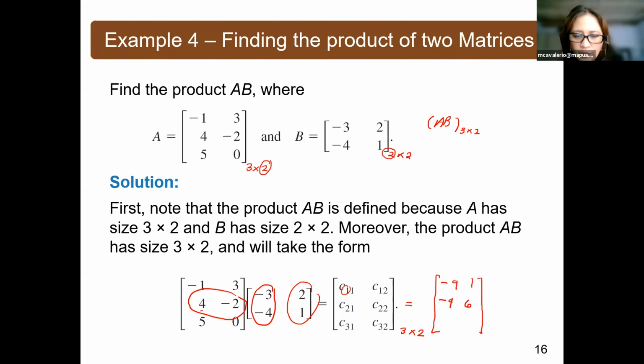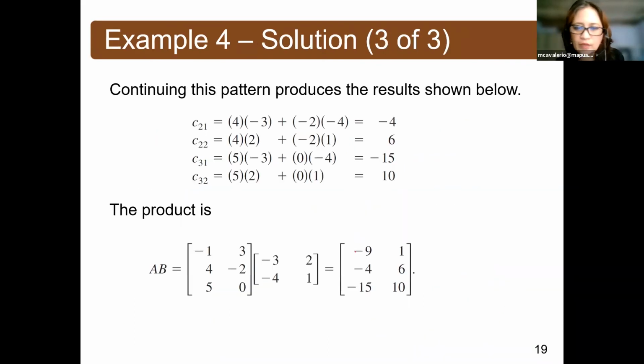To find C31, we are going to multiply the third row elements of matrix A with the first column elements of matrix B. So we will have 5 times negative 3 is negative 15 plus 0. We will have negative 15. And then to find C32, we are going to multiply the third row elements of matrix A with the second column of matrix B. So you have 5 times 2 is 10 plus 0. That would be 10. So that's how we perform matrix multiplication. And then we will have negative 9, 1, negative 4, 6, and negative 15, 10, which is just the same as our answer.